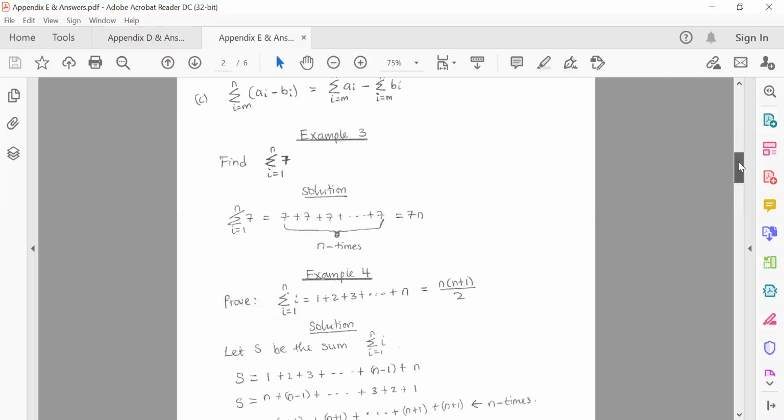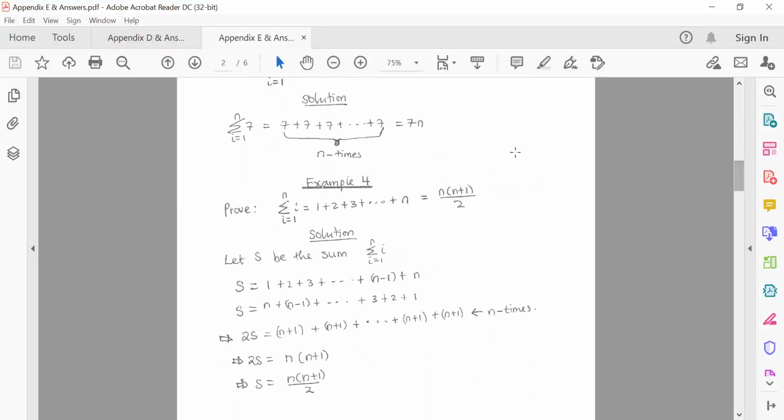Example 4 now is a proof. Let's see how the proof works. We want to prove that this whole sum there simplifies to n times n plus 1 over 2. In my test, I would probably try not to ask you this proof. If I have to ask you this proof, it's going to be under something called mathematical induction. So I'll specify to use mathematical induction instead. But let's see how we can prove this without actually using proof by mathematical induction.